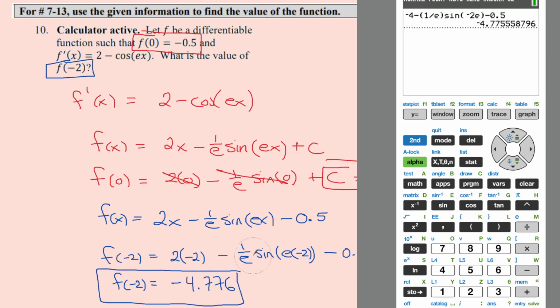Alright, so there it is. Again, there's no great way to express this answer exactly. If you were going to, what would it be? This is negative 4. Take away another half, so it would be negative 4.5. Then it would be minus the sine of negative 2e all over e.